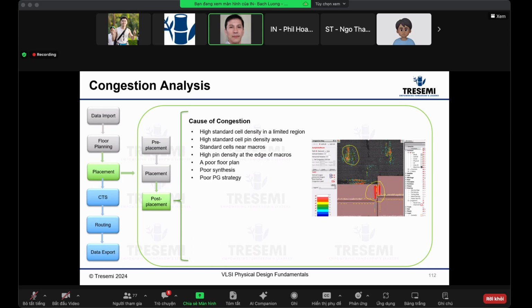And the other one is poor PG strategy, PG standing for power and ground. In the floor planning stage, we add the power ring and power stripes. What I mean by poor strategy is that sometimes you add more stripes than you really need, then you take up too many tracks in that area, and therefore you don't have enough tracks for the signals to route. If you over-design your power grid to meet IR drop and EM, then you might take up more tracks than really needed. Therefore, it can create congestion. So those are the things that I can think of that cause congestion.